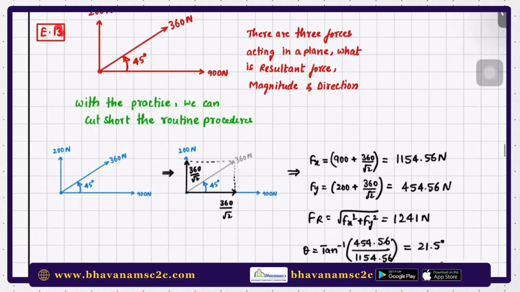Let's see the next example here. There are 3 forces acting in a plane: 900, 200 and 360. What is the resultant force, magnitude and direction?